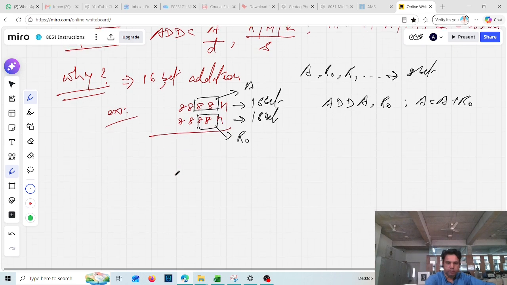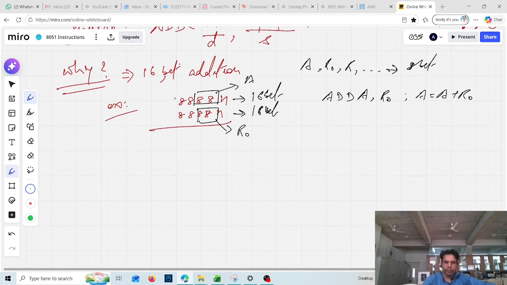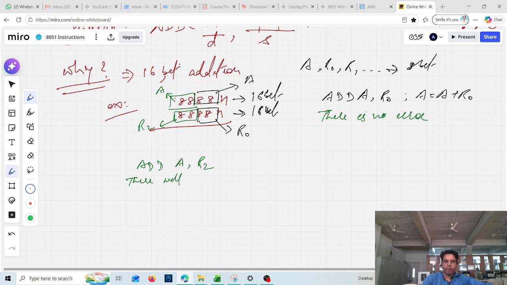Then when you perform the upper 8-bit addition, you will do it like this. This one again you move into A, this one into any register, let's say R2, and again you write ADD A comma R2. When you write the first ADD instruction, there is no error. But when you write the second addition, there will be an error. Let us try to understand this.